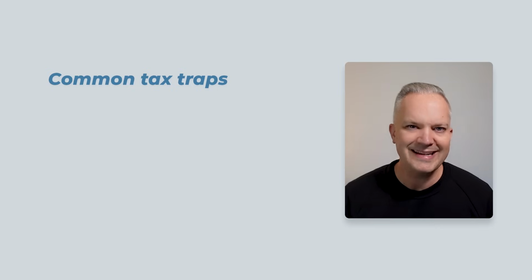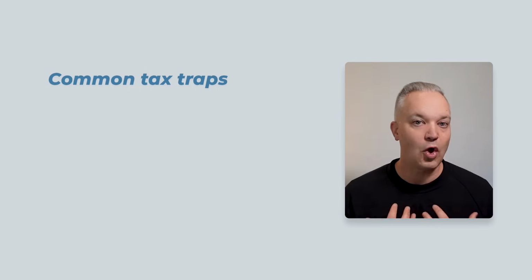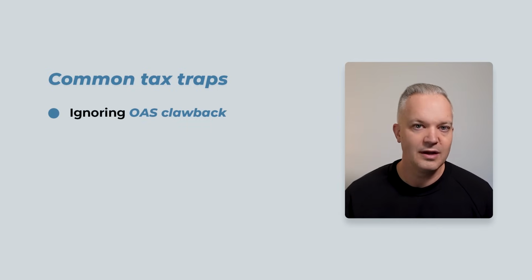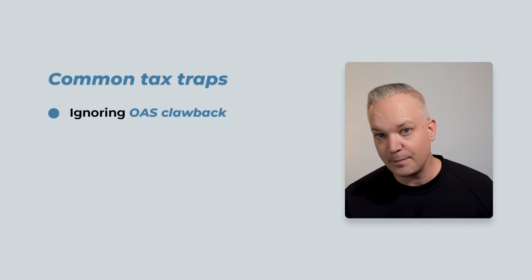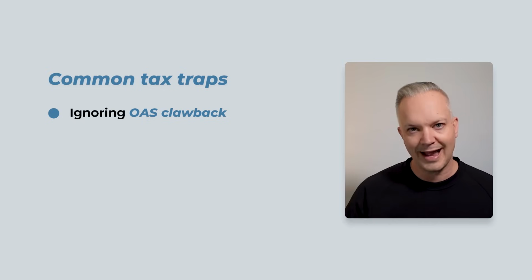Now, there are 3 main tax traps that we see a lot of clients fall into. The first one is OAS clawback. If you haven't planned accordingly, sure, you may be stuck with it, but it can be reduced. How does that work? You need to have that in your plan.